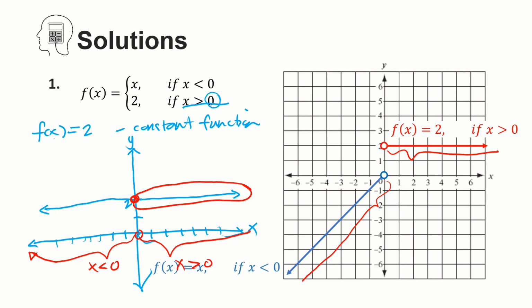So at 0, or at x is equal to 0, we do not have a value because 0 is not part of your domain. So this is not included value.